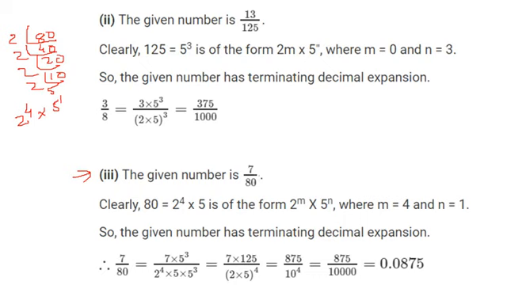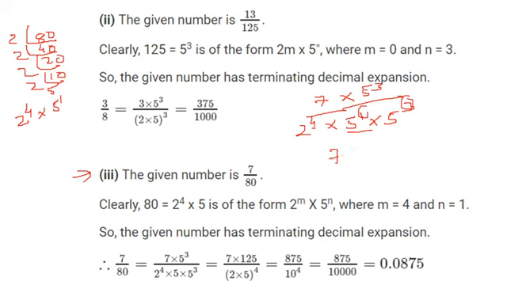Now how do we write this in the decimal expansion form? What we will do, this is 7. Now this is 2 to the power 4 into 5 to the power 1. But I need 5 to the power 4. So how do we do it? I multiply by 5 to the power 3 in the denominator and 5 to the power 3 in the numerator, because I want to make this 5 also a power of 4.